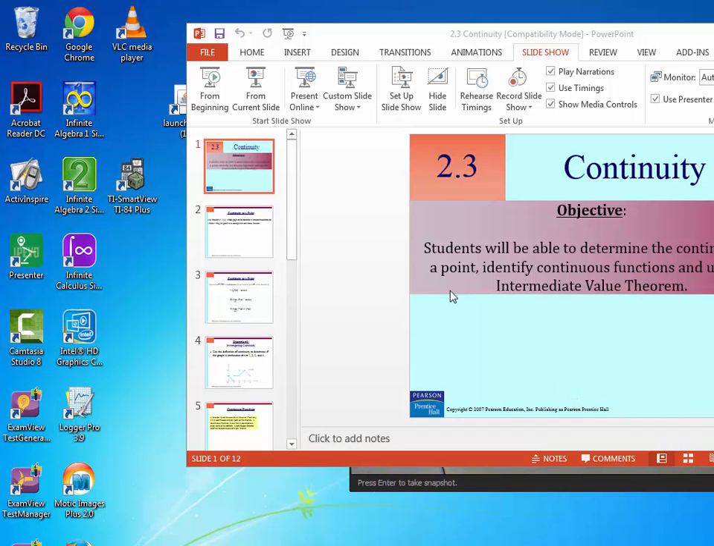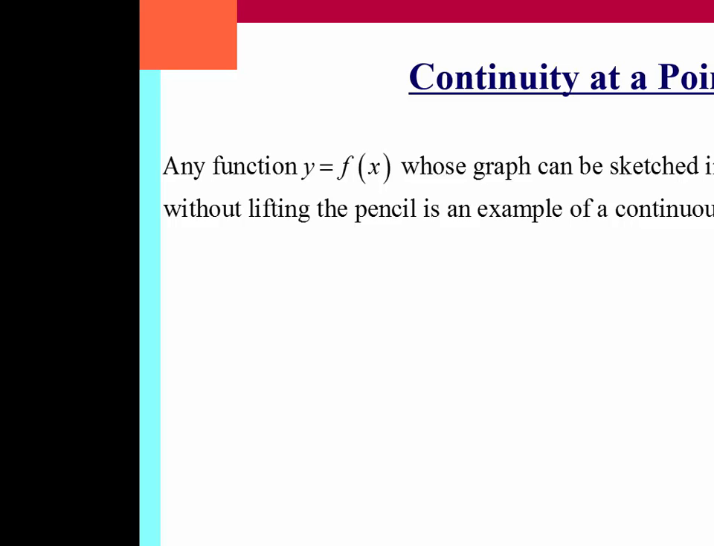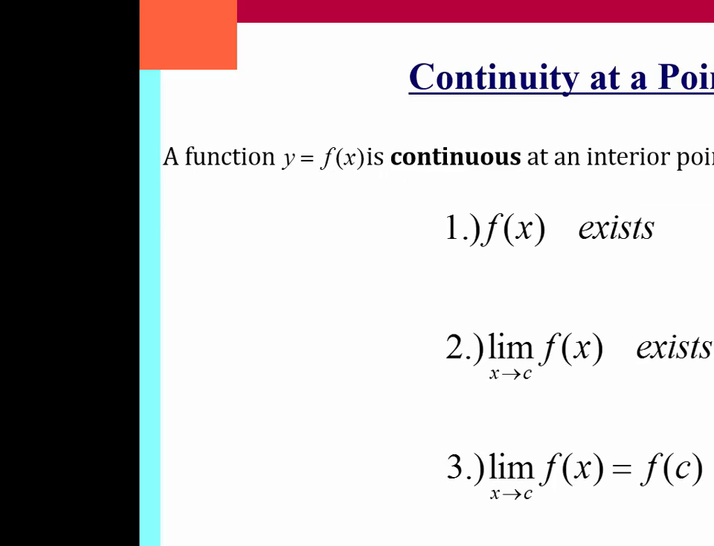This video is on 2.3 continuity, so we're going to go through this slideshow. Here's your objective: to be able to determine the continuity at a point, identify a function, and use the intermediate value theorem. Basically, if you can draw the picture without lifting up your pencil, it's a continuous function.